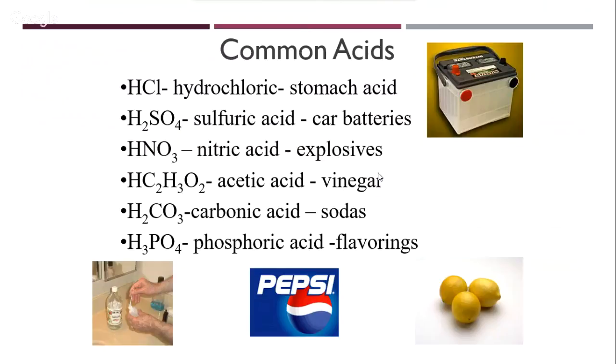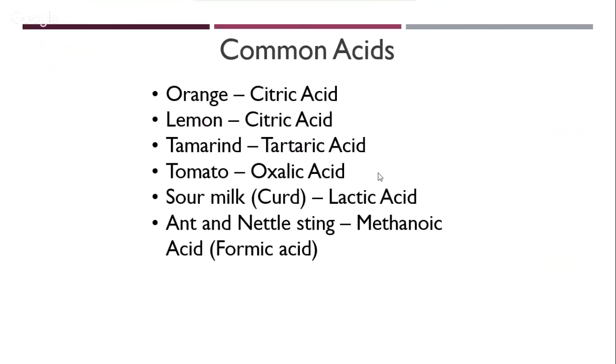So we've just started with acids and bases, and we have seen what acids and bases really are. Another few common acids that you should know about is citric acid in orange, citric acid in lemon. In tamarind, we have tartaric acid.